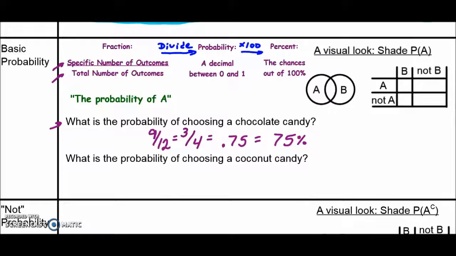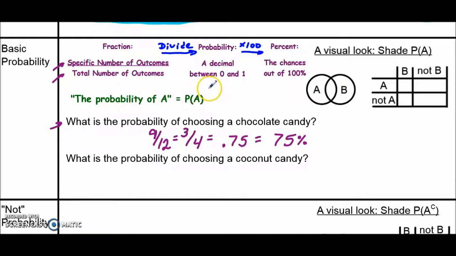Let's say something happened called A. Instead of writing the probability of A happening, we could write it like this, P parentheses A, just like that. That means the probability of A. So if I wanted to go back to our previous example, what was the probability of choosing a chocolate candy, I could have written P of chocolate, close parentheses, and that is the shorter way of writing the probability of choosing a chocolate candy.